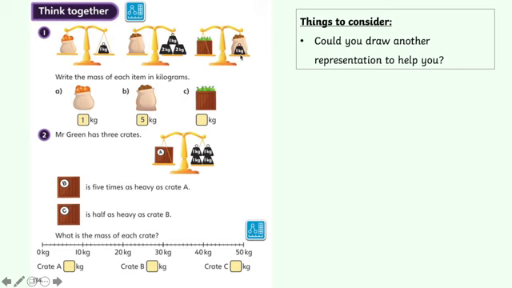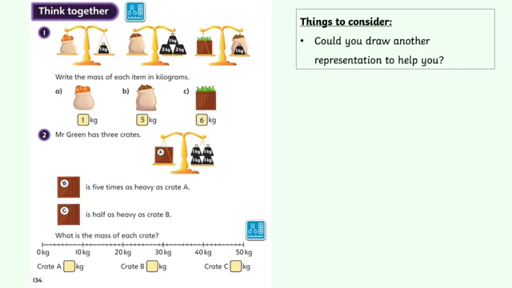And lastly, we've got the box of apples, which weighs the same as 1 sack of potatoes plus 1 more kilogram. Well, we know that the sack of potatoes weighs 5 kilograms, so we just need to add 1 more, so the box of apples weighs 6 kilograms.